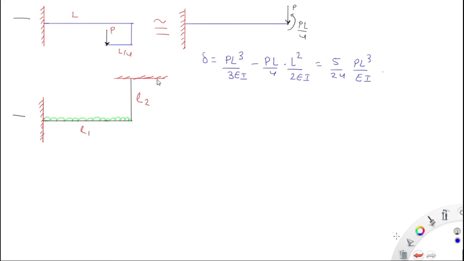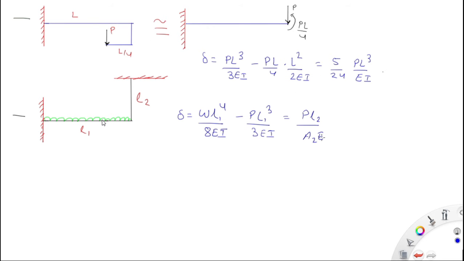So delta is equal to PL cube by 3EI minus PL by 4, meaning the deflection due to the point load, and the deflection due to this bending moment PL by 4. The formula has been given after the superposition principle. I have given a list of formulas, so from there it's a question like this.